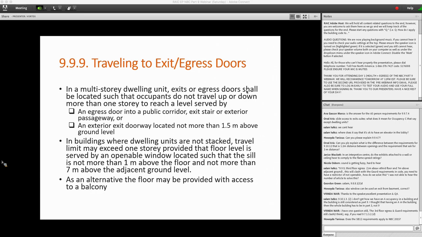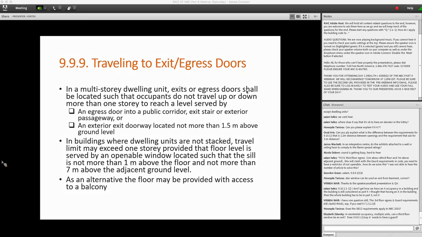Next question is, can you please explain what is the difference between the requirements for 9.10.12, that is the 1.2 meter distance between openings, and the requirement that asks for a 3 meter distance? So the 1.2 meter distance is actually the distance between the openings. So this distance is measured along the exterior wall. The 3 meter distance is the distance to prevent exposure protection.